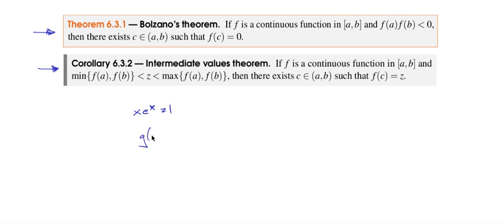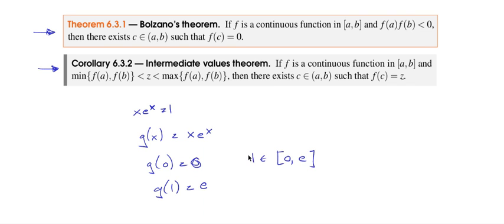So let's call g of x is x e to the x. Now, g at 0 is 0, and g at 1 is e. Now, 1 is in this interval 0, e, since it is smaller than e and greater than 0.